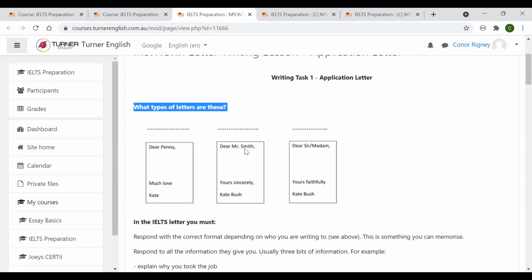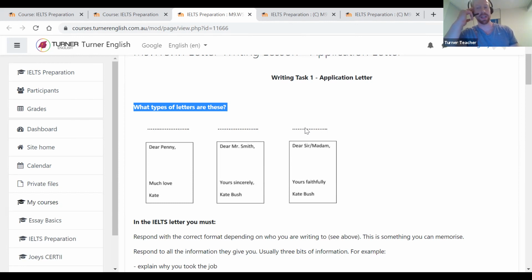Dear Mr. Smith, sincerely, Kate Brush. Okay. What type of letter is this? Yes. This is semi-formal. So this is a semi-formal. Very good. And it's semi-formal because? You know the person, what you write. Very good. Also.